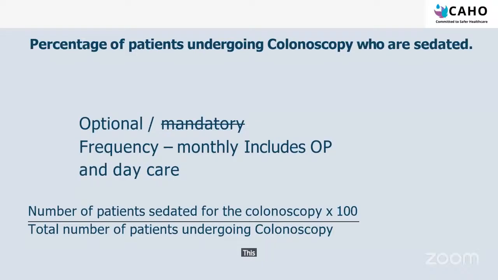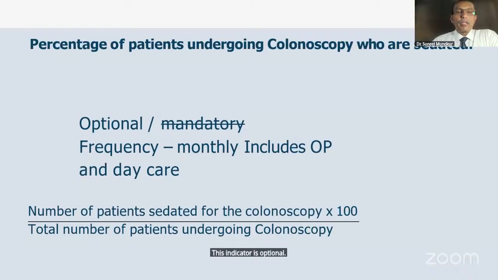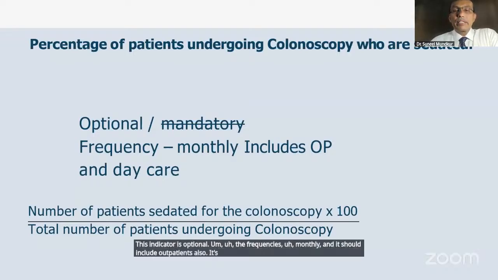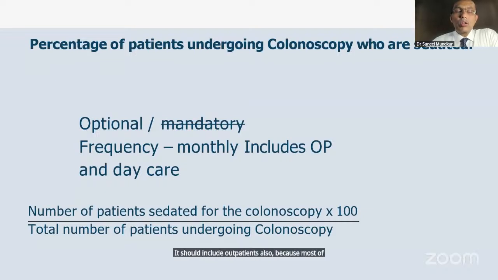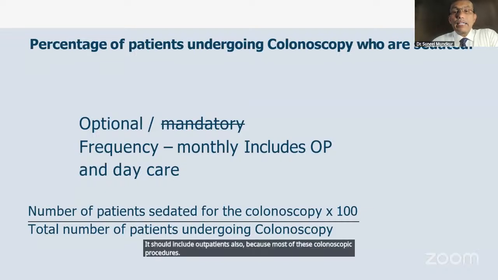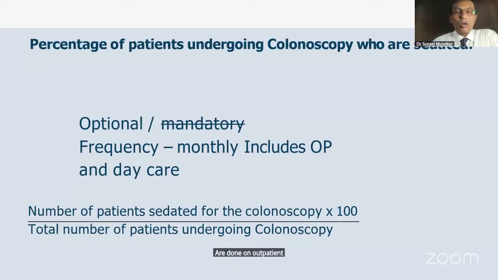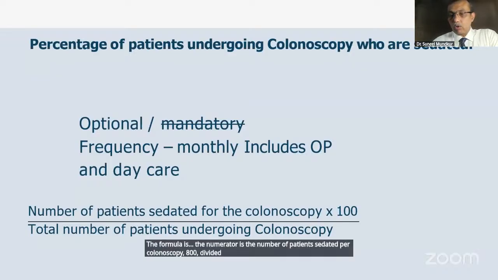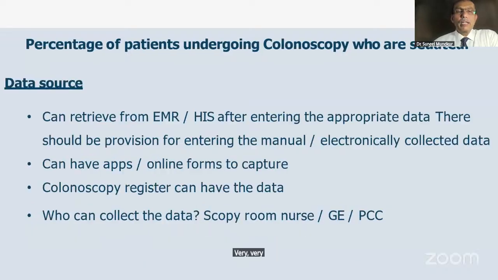This indicator is optional. The frequency is monthly, and it should include outpatients also. This is clearly indicated by the NABH standard. It should include outpatients also, because most of these colonoscopy procedures are done on an outpatient or daycare basis. The formula: the numerator is the number of patients sedated for colonoscopy into 100, divided by the total number of patients undergoing colonoscopy. A very simple, straightforward formula.